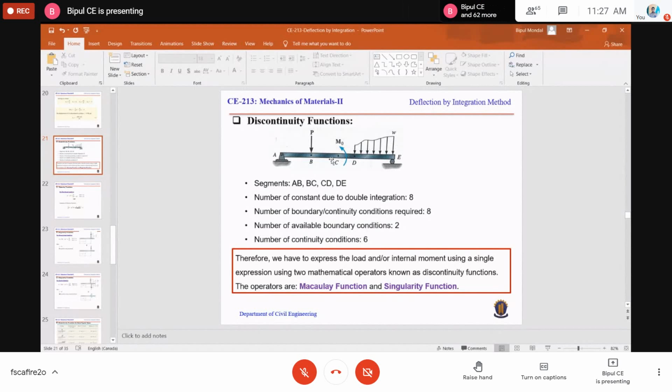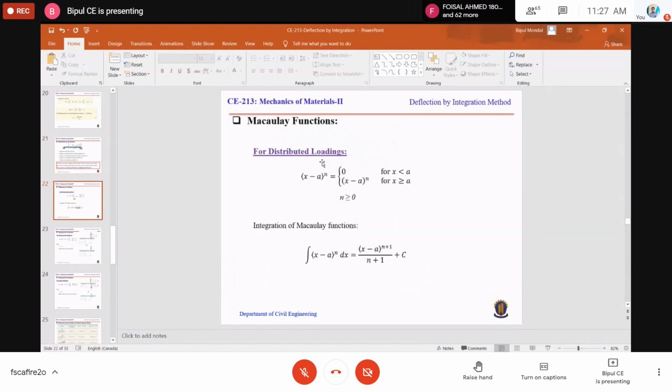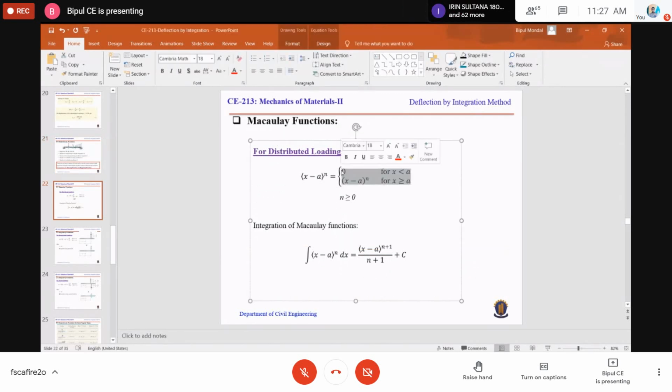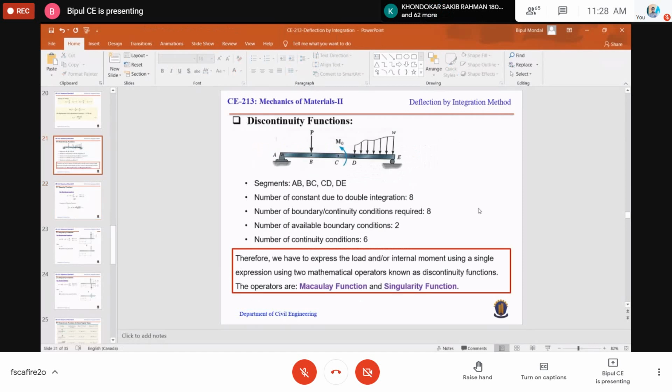Okay, so if we take the section here, then the value of x will be this one. Therefore, x minus a for this distributed loading, where a is from A to B, so x minus a will be negative. Therefore, x minus a to the power n is 0. So it means that there is no distributed loading. So look at this figure. The figure shows that there is no distributed loading, right?